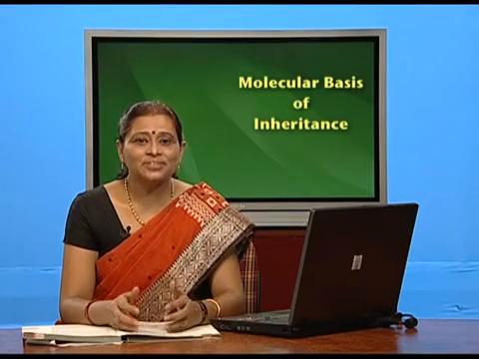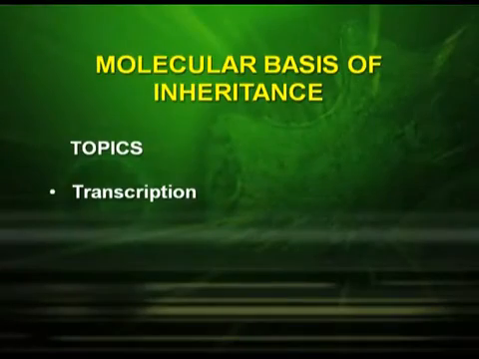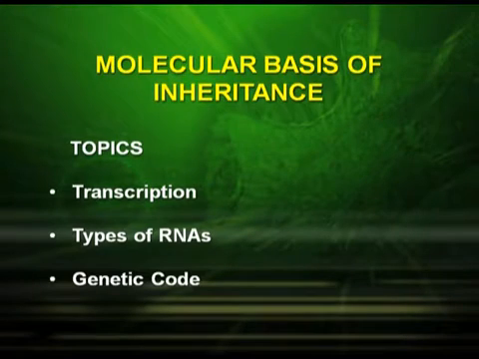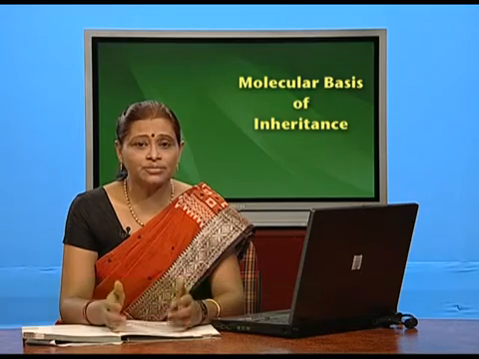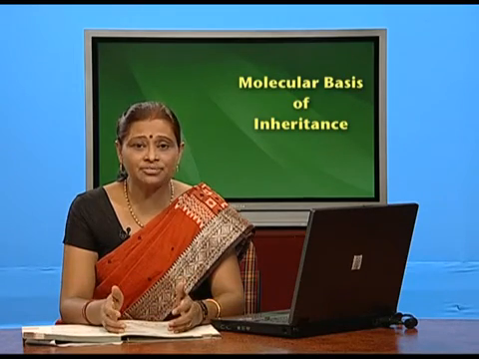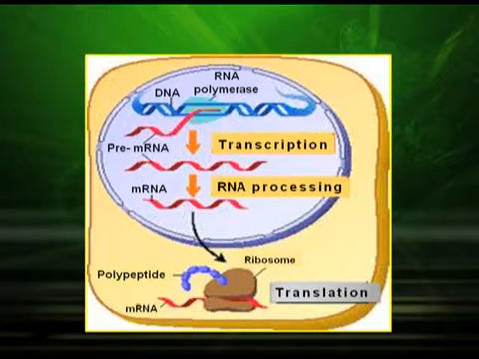Hello students, today we are going to discuss the topics transcription, types of RNAs and genetic code. Till now we have studied how DNA forms other DNA, that is, how DNA replicates. Today we are going to study how DNA forms RNA. Now let us see where transcription, that is formation of RNA from DNA, takes place. As you can see in the picture, transcription takes place in the nucleus where the DNA forms RNA.